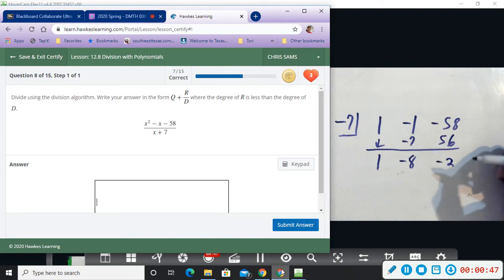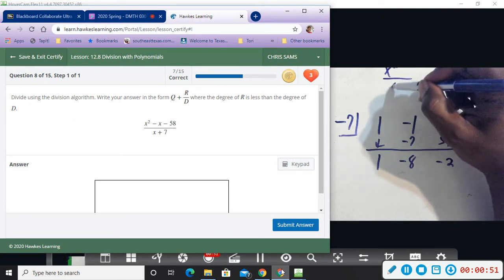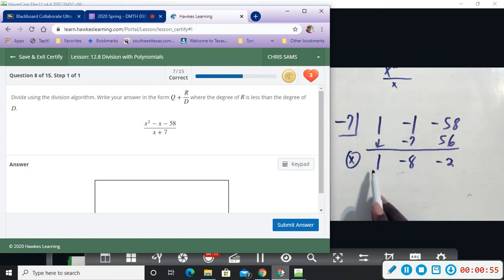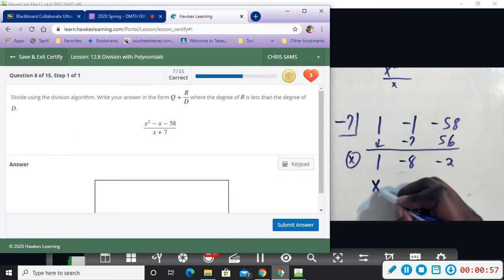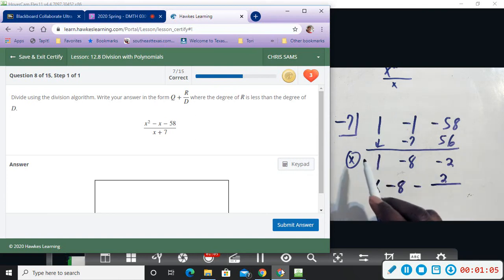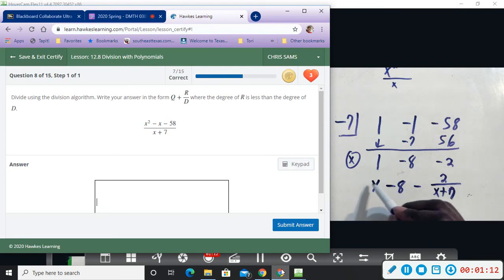Okay, so our problem started with an x squared for the highest degree. On the bottom we were subtracting off 1x. So this starts with x. So we have 1x minus 8. And then this minus 2 over our divisor, which was x plus 7, will be our remainder. So this is how you do it when you do it with synthetic.